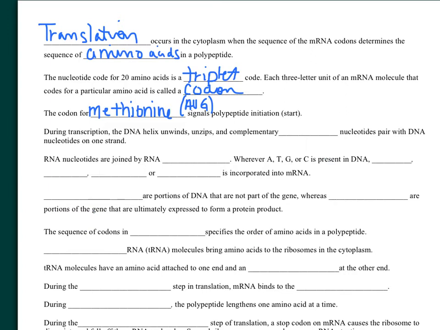During transcription, the DNA helix unwinds, unzips, and complementary RNA nucleotides pair with DNA nucleotides on one strand, the template strand. So this is the beginning of protein synthesis with the beginning of transcription right there. RNA nucleotides are joined by RNA polymerase. Remember, it's an enzyme if it ends in ase.